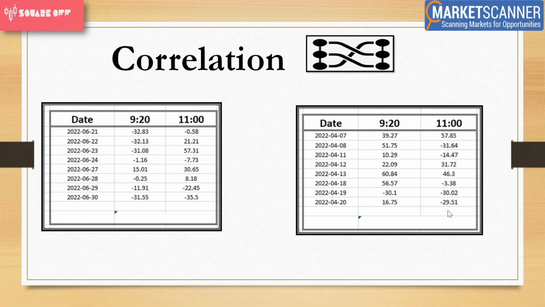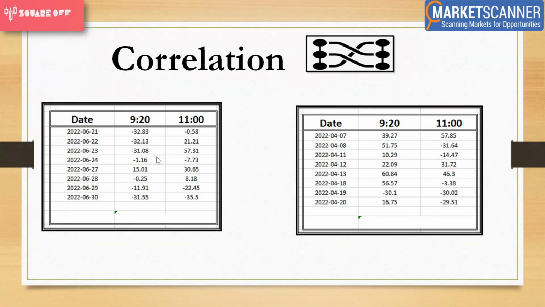What I've taken is some of the days where the 920 straddle struggled, say from 21st June to 30th June 2022, which was a very difficult period. A lot of people who have been trading the 920 straddle will connect with it. We had a 1 day loss, 2 day, 3 day, 4 day, almost negligible, 5 day negligible, but still a negative day, 6 days, 7 days consecutive loss. Similarly, the 11 o'clock strategy at that point of time had only a 0.5% loss, 21 points loss, 57, 7.73, 30.65, 8.18. Obviously, people can talk about rounding off.